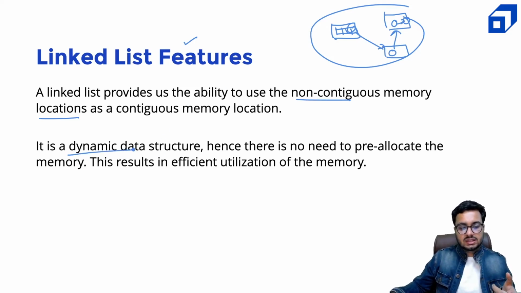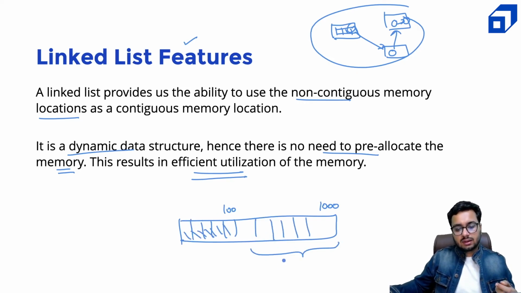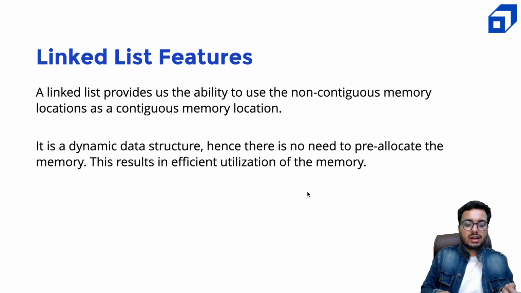Second advantage is it's a dynamic data structure. There is no need to allocate memory beforehand, and again this results in efficient utilization of memory. For example, in an array you say, okay, I need 1,000 elements, but suppose only 100 get used up, then what is happening? All this memory is a waste. It's not efficient utilization of memory. In a linked list, you create memory on demand, and hence you only use as much memory as is required, right?